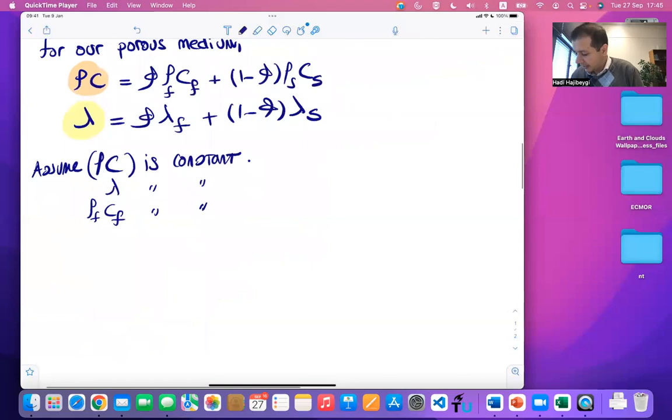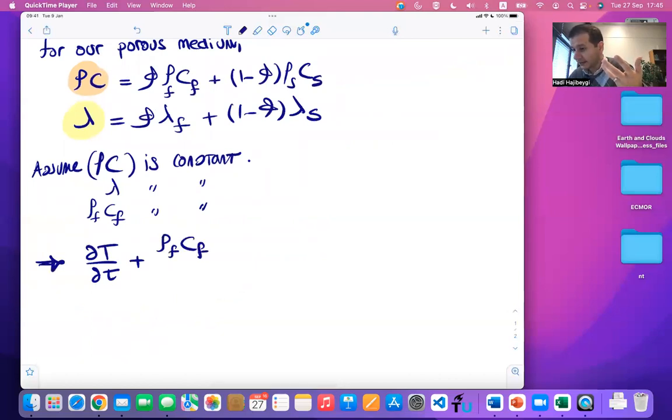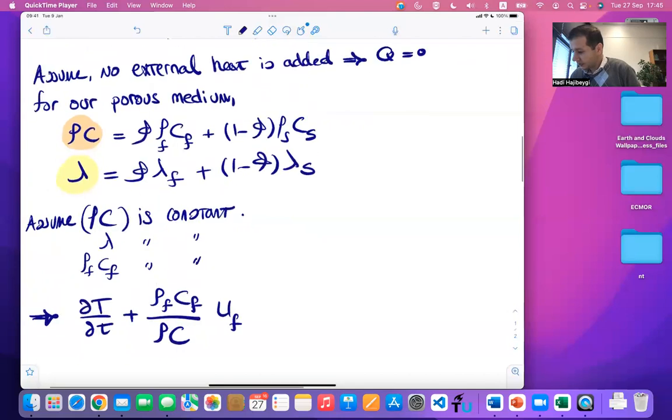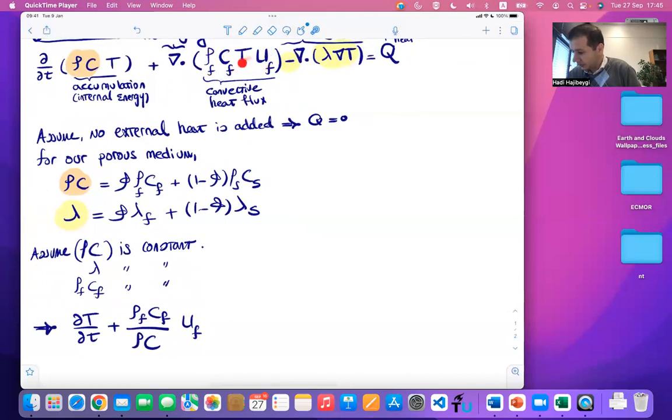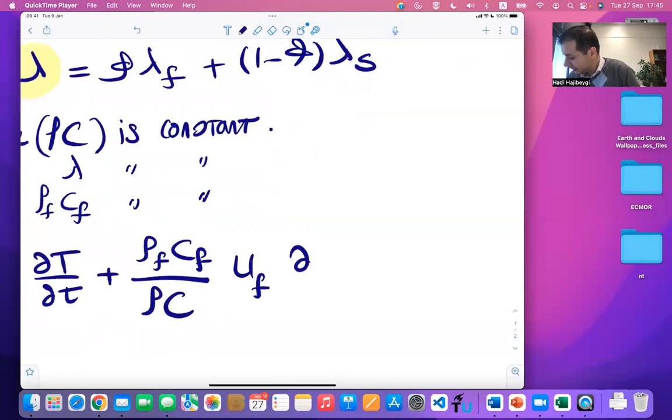That's also nice. So that would mean that my 1D simplified equation, done for my understanding of the process, will be written as the change of temperature over time, plus convection, which was rho_f C_f divided by rho_total C_total, which is porosity rho_f C_f plus (1 minus porosity) rho_s C_s, times the velocity U of fluid, because it's convection, coming from that equation in here, times the divergence operator of T.